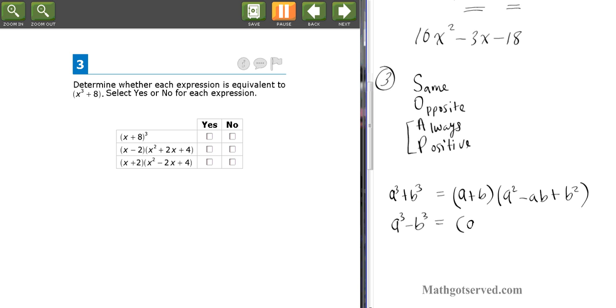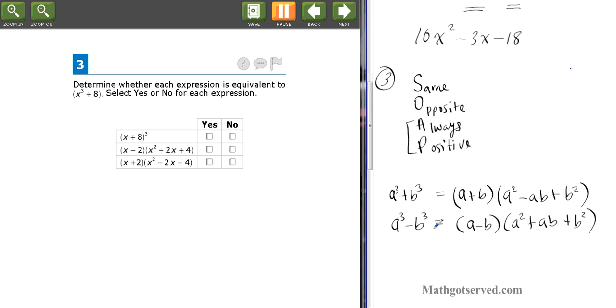The same formula or acronym applies to the factored form for the difference of cubes. Okay, so a minus b times a squared plus ab plus b squared. All right, what do you notice with the sign? The first sign is always the same as the sign between the cubes. The next sign is always the opposite, so the opposite of negative or minus is plus. The last sign is always positive.